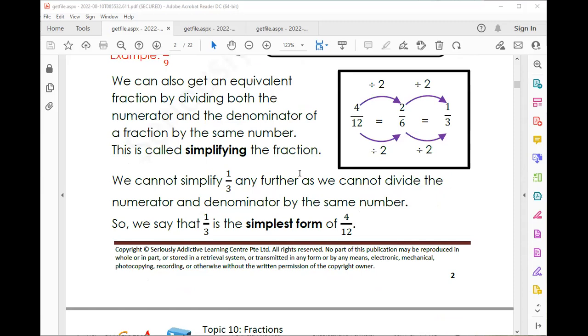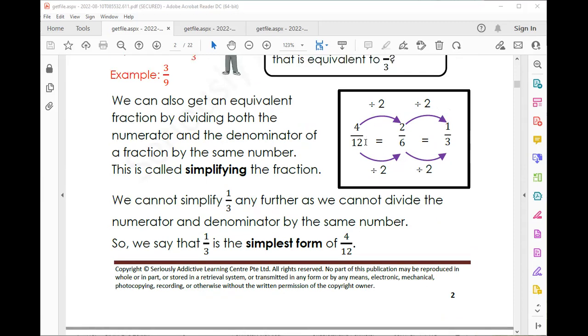What about simplifying? Let's say that if the numerator and denominator seem like larger numbers, then students need to simplify it as best as they can. Typically, for all the questions, even without the question asking students to simplify, they have to do it. So in the case of 4 out of 12, how can you simplify it? 4 divided by 2, 12 divided by 2.